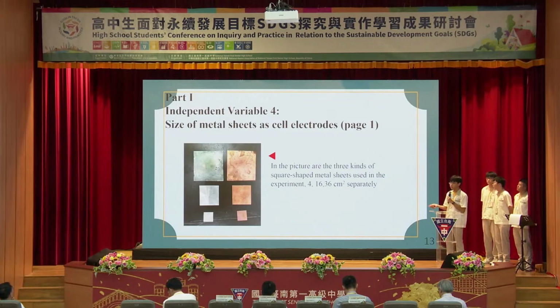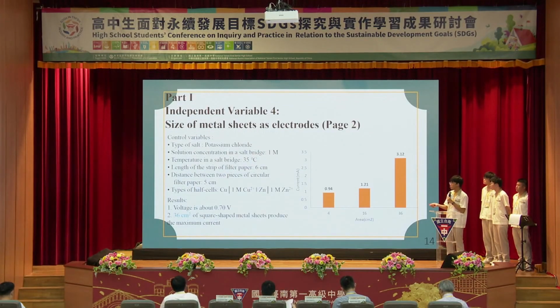And independent variable 4, size of metal sheet as cell electrodes. We use 3 kinds of square-shaped metal sheets in the experiments. They are 4, 16, and 13.6 square centimeters. According to the results, we can get that the 13.6 square centimeter square-shaped metal sheet produces the maximum current.